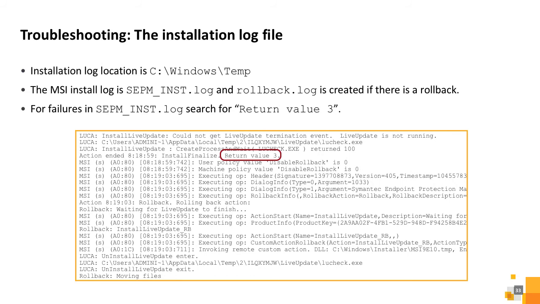The action that occurred before the line that contains the value 3 entry is most likely the action that caused the failure. The lines that appear after this entry are the installation components that have been rolled back because the installation was unsuccessful. A value 3 error is the Microsoft installer fatal during installation error. The environment variable %temp% is the Windows/temp folder.